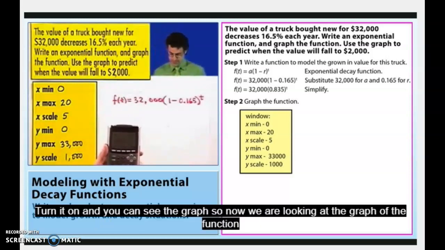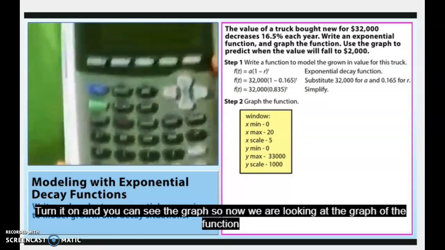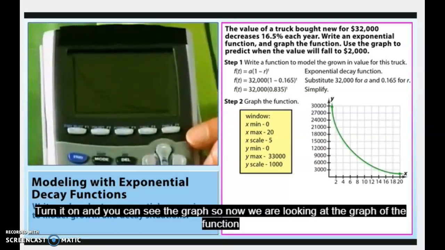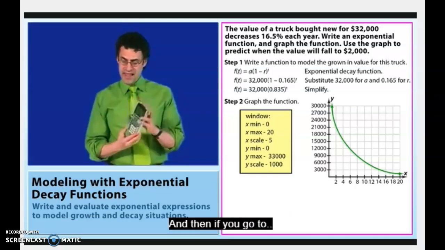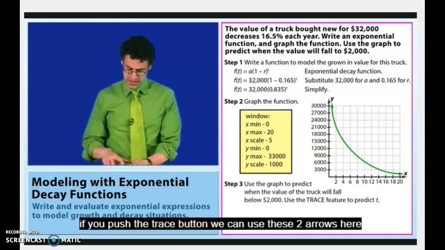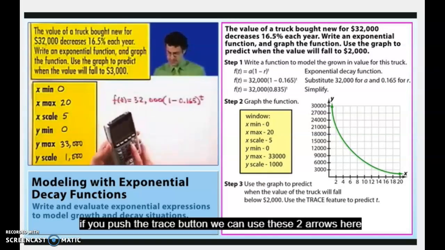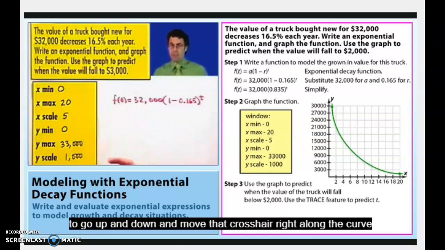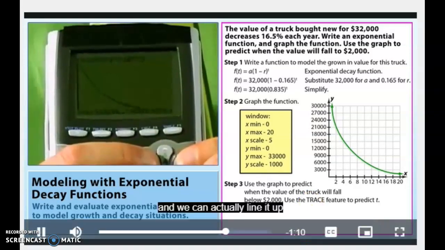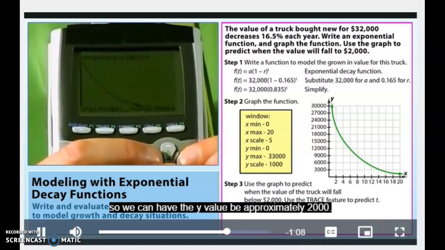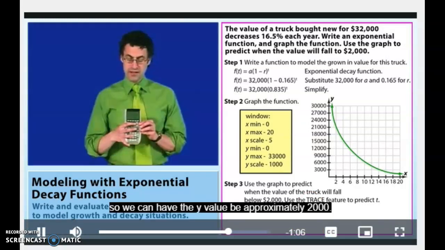Turn it on, and you can see the graph. So now we're looking at the graph of the function, and you can see the exponential decay happening there. And then if you push the trace button, we can use these two arrows here to go up and down and move that crosshair right along the curve, and we can actually line it up so we can have the y value be approximately 2,000.